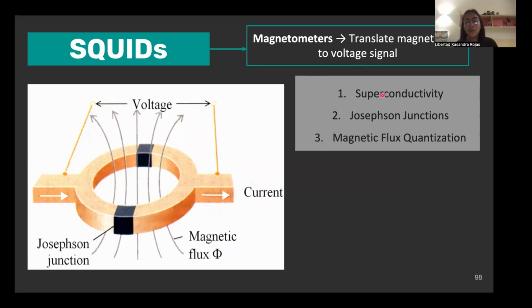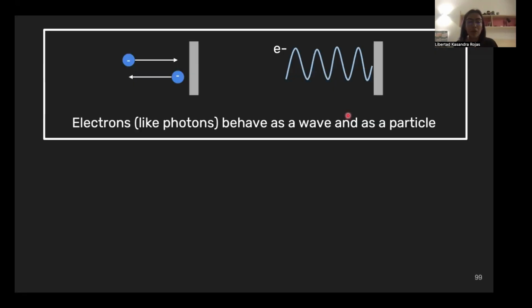But first of all, to understand SQUIDs, we have to understand its three principles. The first one of which we have already covered, superconductivity, but now we're going to jump into what are Josephson junctions, okay? And then we're going to go into magnetic flux quantization. Now, in order to understand Josephson junctions, we have to understand a very important quantum phenomenon, which is quantum tunneling. But first of all, let's look at things this way.